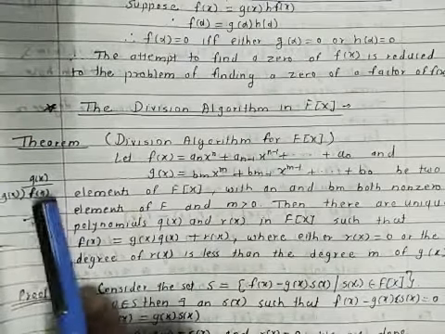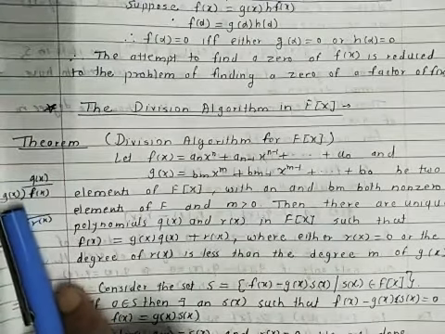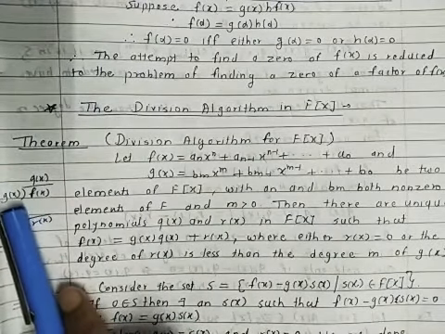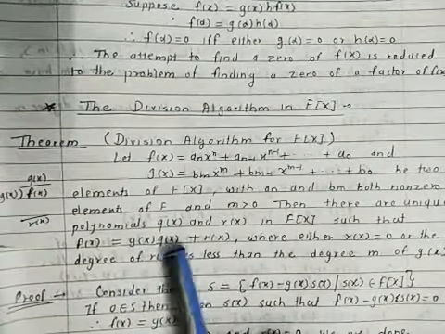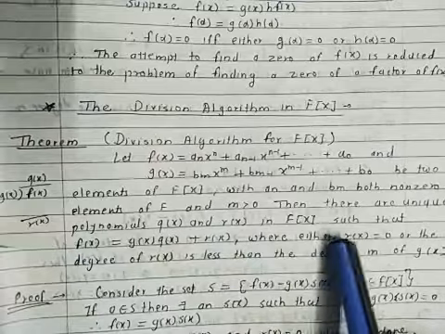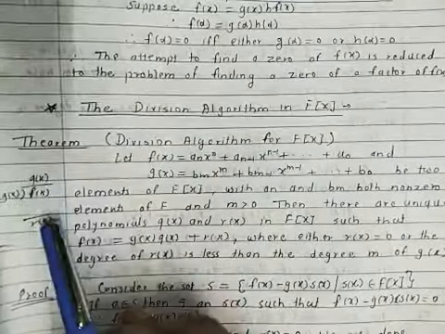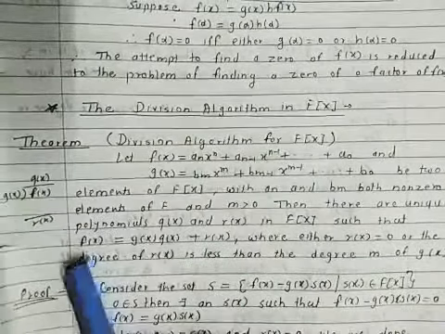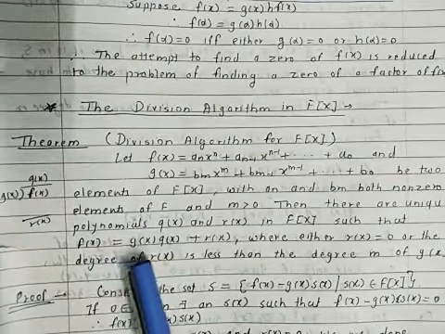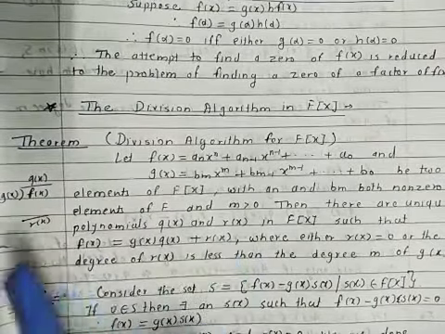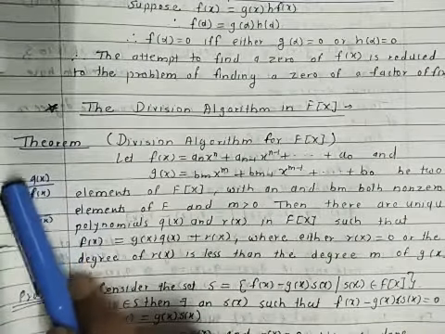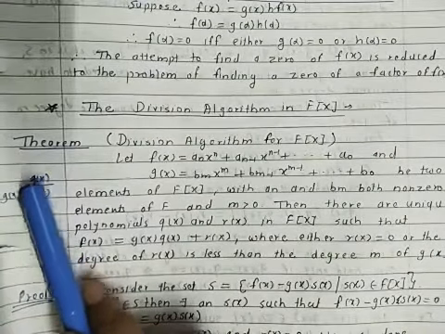We will divide f(x) by g(x), where the degree of g(x) is greater than 0. Then there are unique polynomials q(x) and r(x) in F[x] such that f(x) can be expressed as g(x) q(x) + r(x). We know this for numbers.